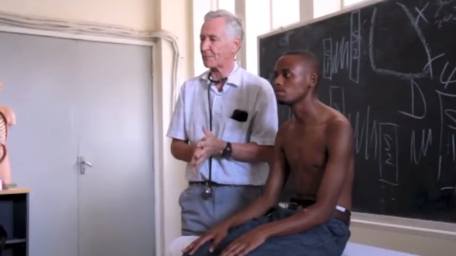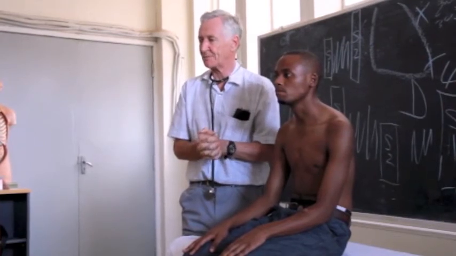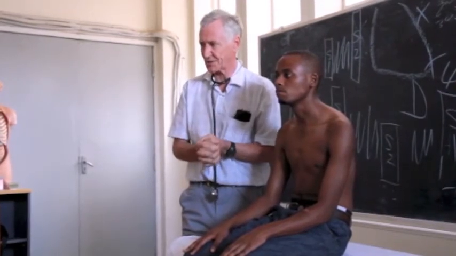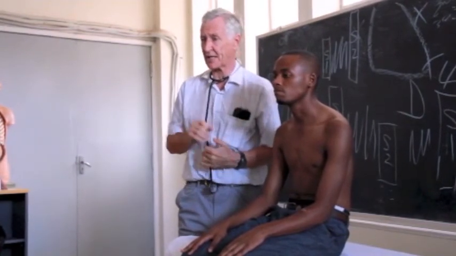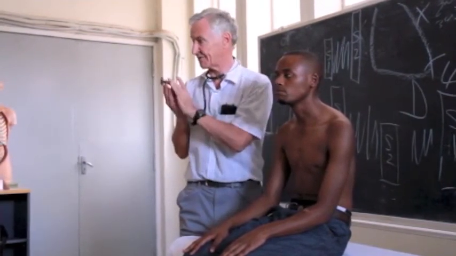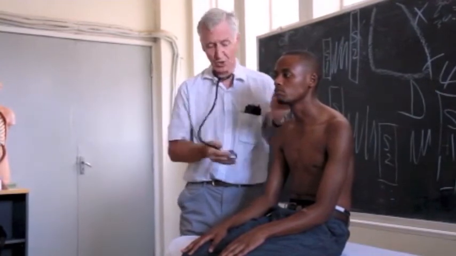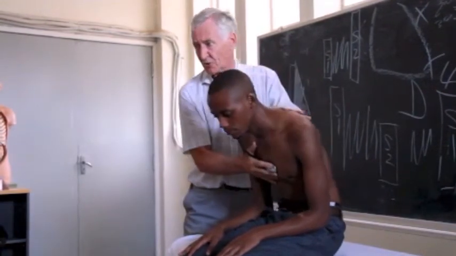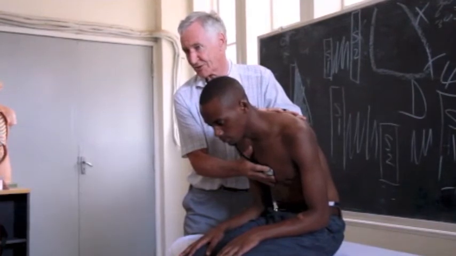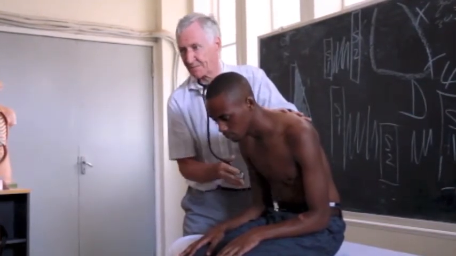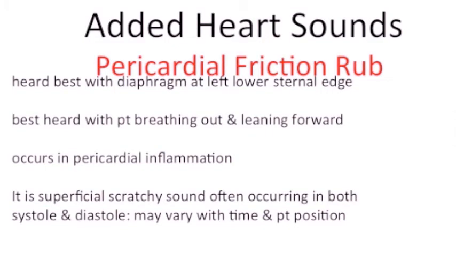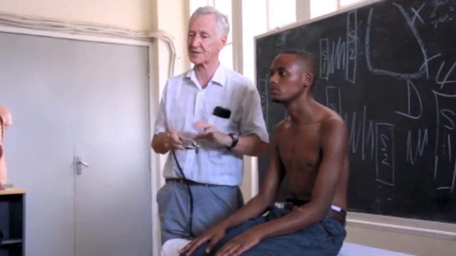And finally, a pericardial friction rub. These are superficial sounds, and they're often systolic and diastolic in timing, heard best with the flat or the diaphragm part of the stethoscope, usually with the patient leaning forward and in expiration. And you may have to listen over the precordium at a number of sites. That's a pericardial friction rub. These are the additional heart sounds.